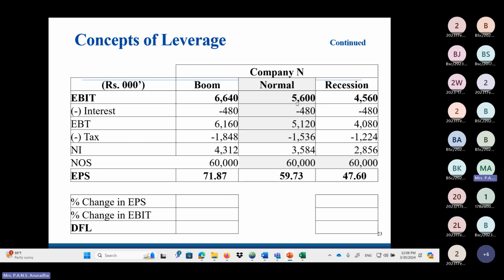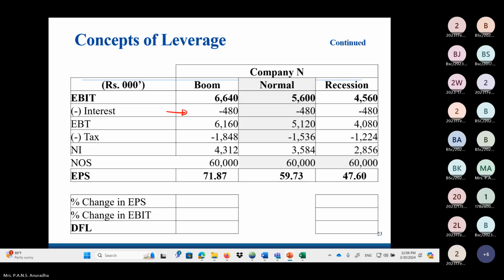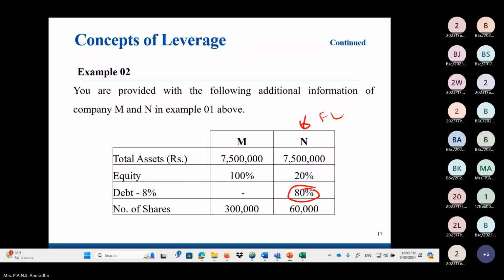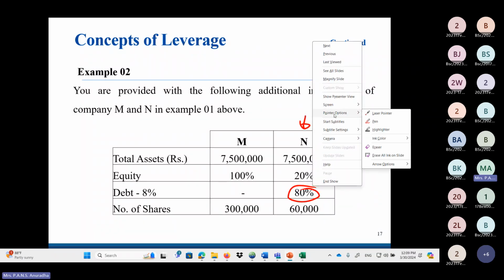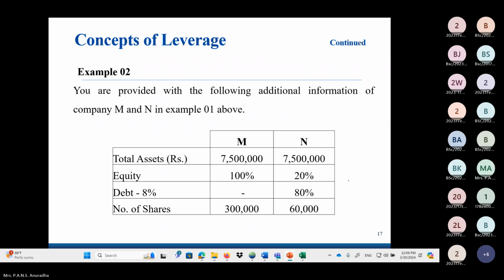Same way, right? So this is the profit. Earlier we calculated this profit for the company N. So same way, only thing now you have to pay interest. You have to pay interest, 480. How does this 480 come? You go to the capital structure. Here, 80%. Here, 80% debt capital. Company N's capital structure, 80% debt.